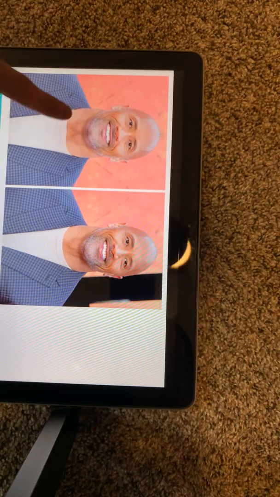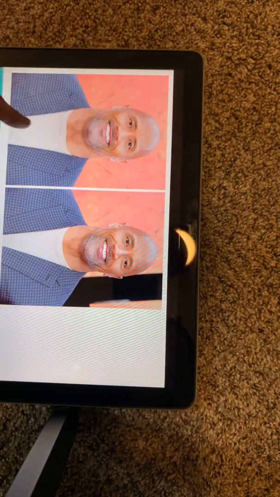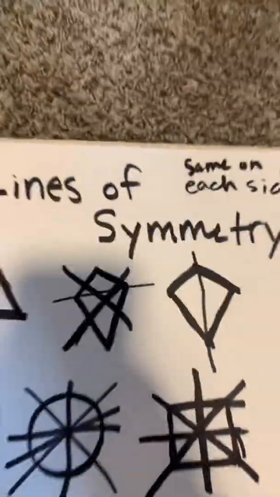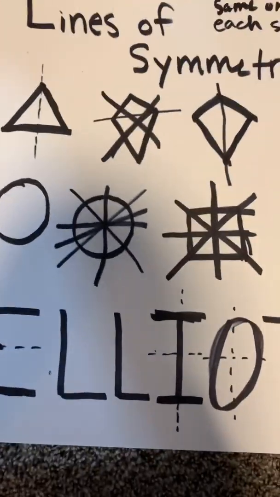Notice the shirt. He's got two little Adam's apples. His face looks a little different. That's because he looks the exact same on each side. Same on each side. Lines of symmetry. Try it at home.